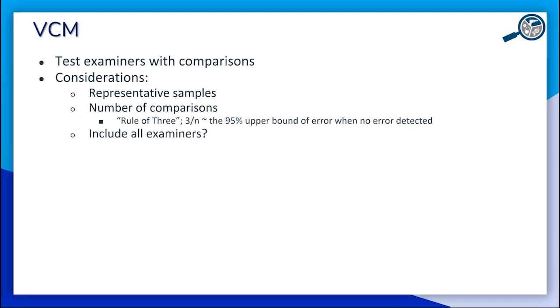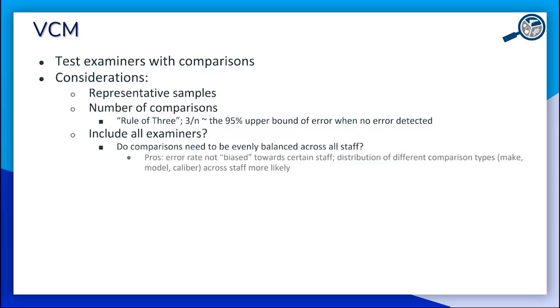Should you include all of your examiners? And do all the comparisons need to be evenly balanced across all staff? So the pros of doing this: your error rate will not be biased towards any certain staff. You don't want to give your superstar, if you have some way of identifying who that is, to all of the examiners, and just a few to someone who you might have questions about. Also, having things evenly balanced means the casework-representative samples can be more evenly distributed across all the staff. Of course, the con of doing this is you have to pull examiners from casework, and that's the challenge of getting this type of study done.